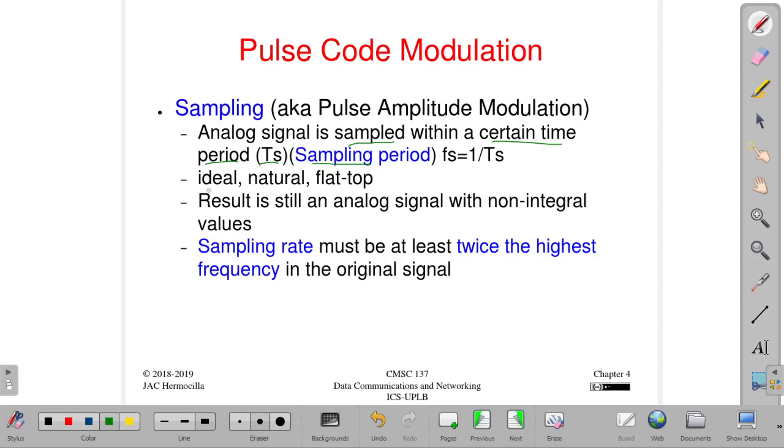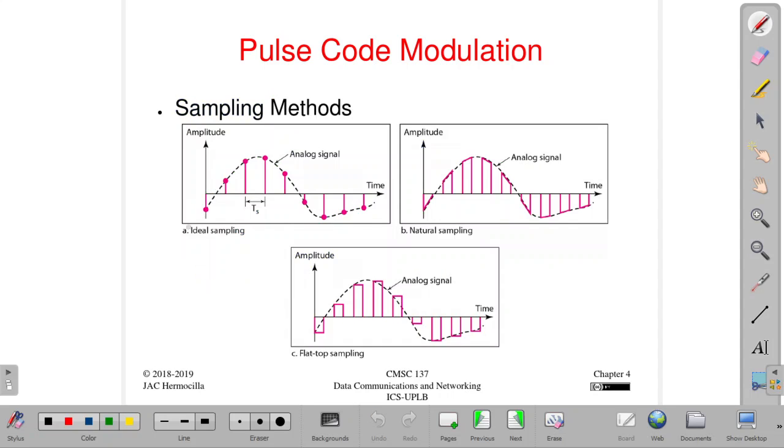So the sampling can be ideal, natural, or flat top. The result of the sampling is still an analog signal with non-integral values. So for example, we have the ideal sampling. So this is the sampling period. So at this point, you get the value of the amplitude, and at this point, and this point. So you have to specify the sampling period. So this is the ideal sampling. Then you get certain points.